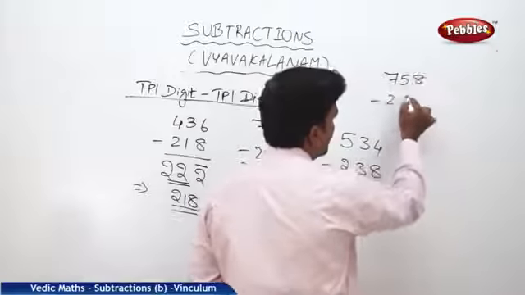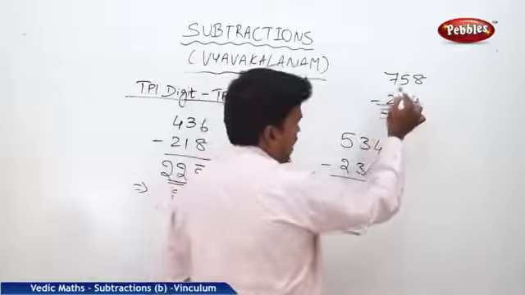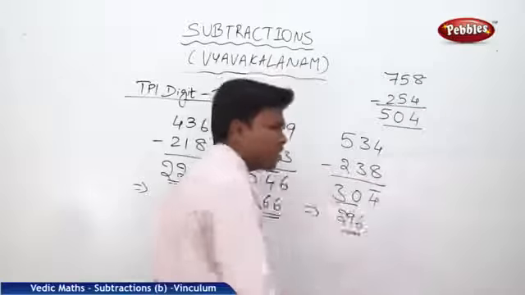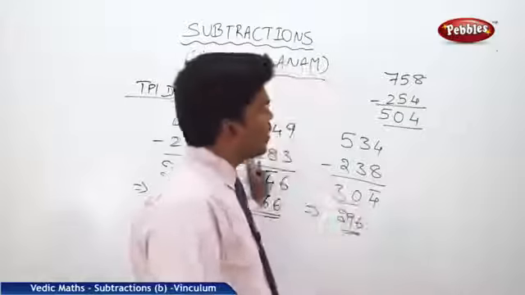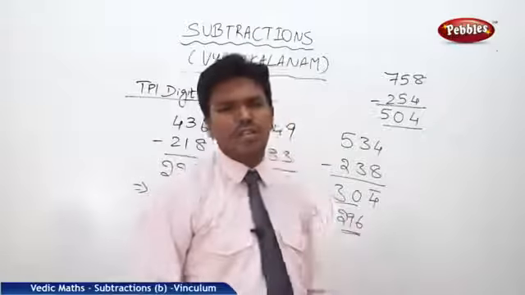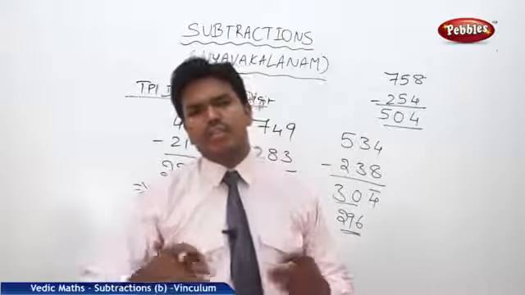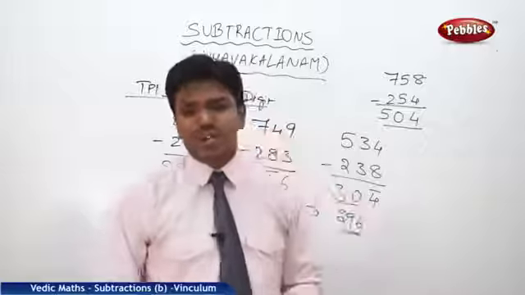758 minus 254. So 7 minus 2, 5. 5 minus 5, 0. 8 minus 4, 4. Directly we got the answer, 504. So like this we can do triple minus triple. Next we will see any number minus any number, or any digit number minus any digit number. Even 10 digits or 20 digits doesn't matter to us.